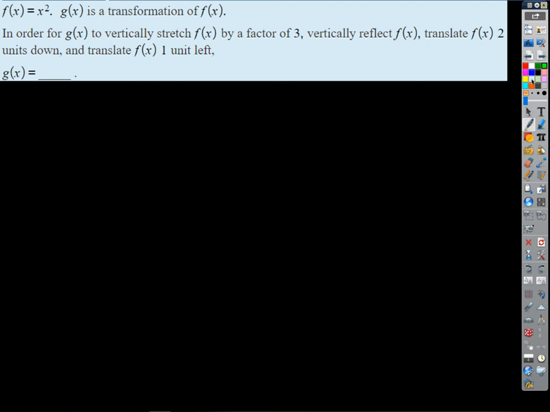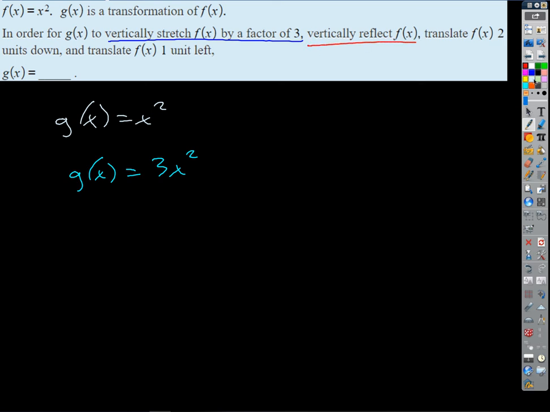Okay. So same thing, we're starting with x squared. Vertically stretch by a factor of 3, what's that? And vertically reflect, what's that do? How do I do it? I'm going to multiply outside by a negative, so now we have negative 3x squared.